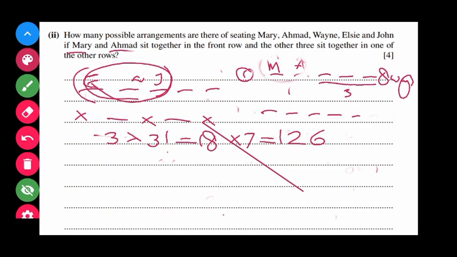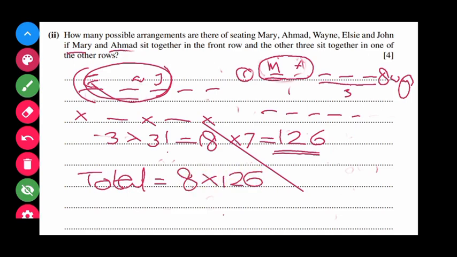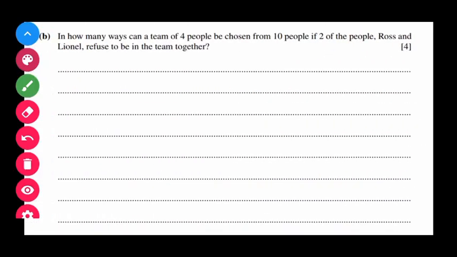So now you think Mary and Ahmad could make their arrangement in 8 ways, and these three could make their arrangement in 126 ways. So the total number of arrangements will be 8 into 126, which is equal to 1008 ways. So they could arrange themselves in 1008 ways. Okay. Next question.